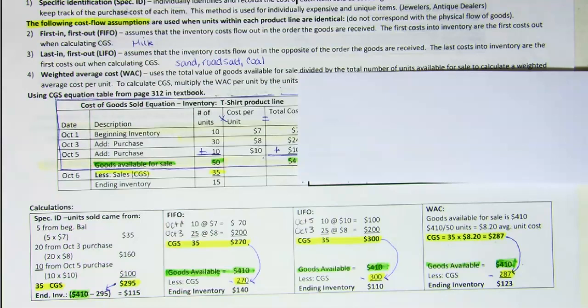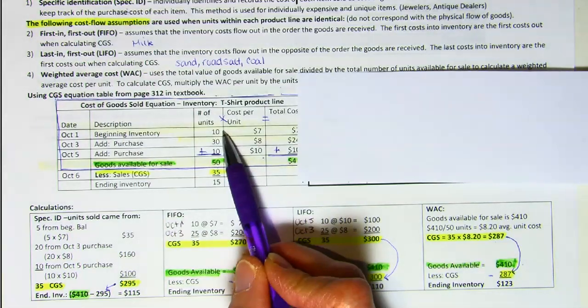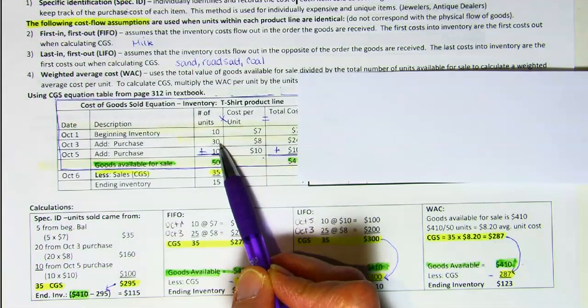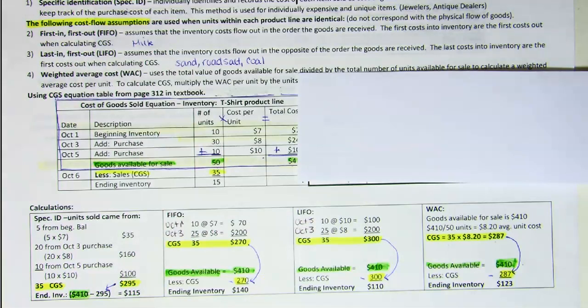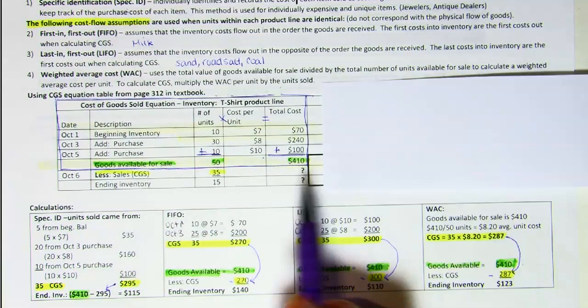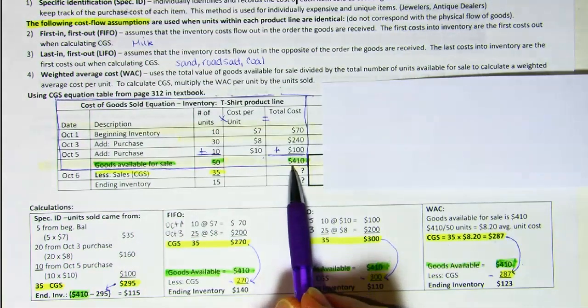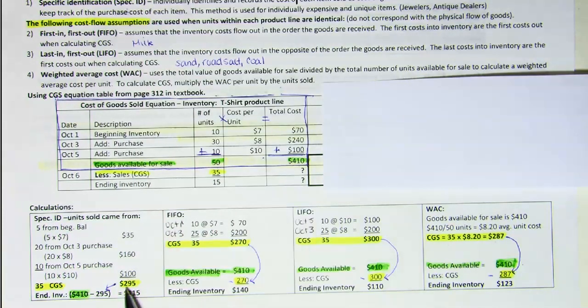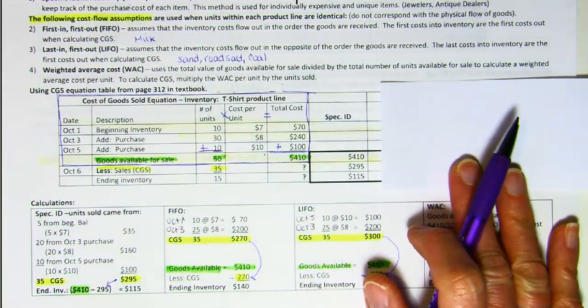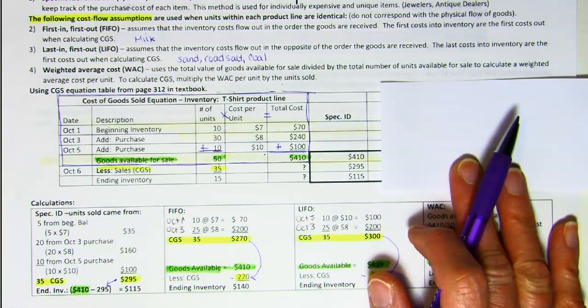Now, we could figure out the ending inventory, what's left, by figuring that, well, we didn't sell 5 of those and we didn't sell 10 of those, and multiply out. But it might be easier. What if we just take the cost of goods available to be sold and subtract out the cost of what we did sell? That will give us our ending inventory. And there's another way to calculate it right there.